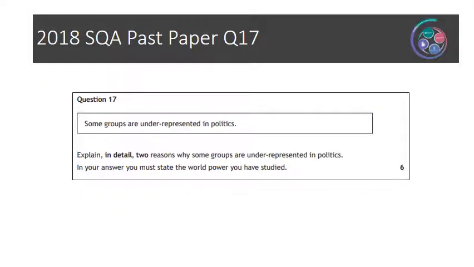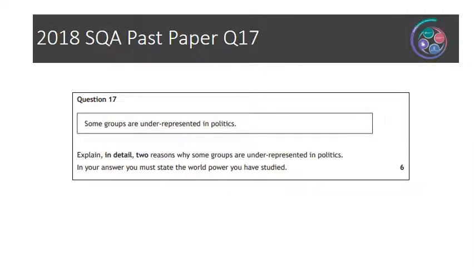Moving on, let's have a look at another example question, this time question 17, from the 2018 SQA paper. Some groups are underrepresented in politics. Explain in detail 2 reasons why some groups are underrepresented in politics. And in your answer, you must state the world power you have studied.